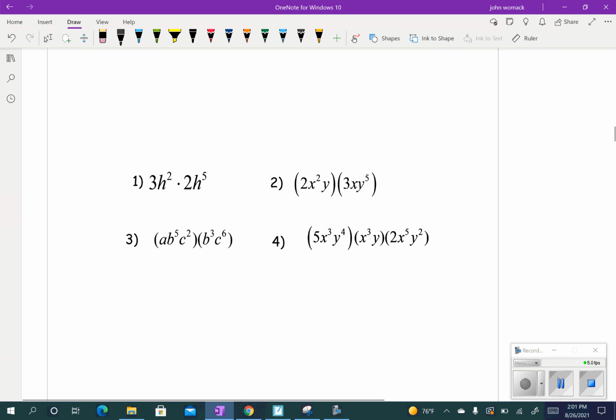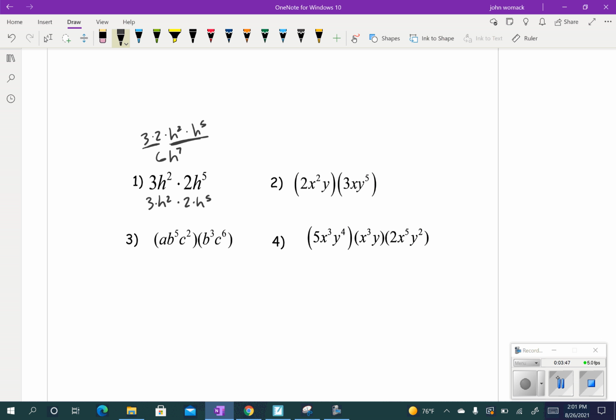Here are some examples, actually. Let's do just a couple of these. Number one thing to be aware of is when you're multiplying 3h squared, that's really the same as 3 times h squared times 2 times h to the 5th. And because they're all multiplied together, we can rearrange it. I'm going to write it up here. I could go 3 times 2 times h squared times h to the 5th. Well, I could multiply the 3 and the 2 together, and these two have the same base. So that's going to be 6 h to the, I add their exponents, 7th.